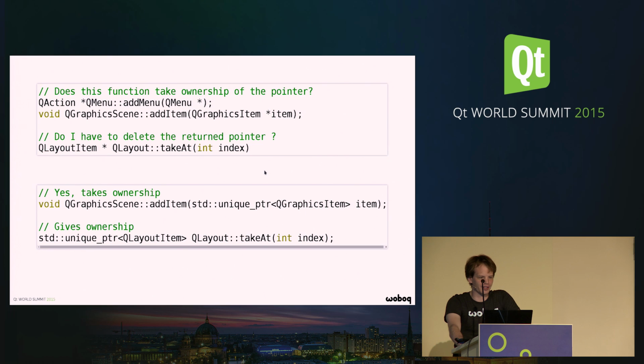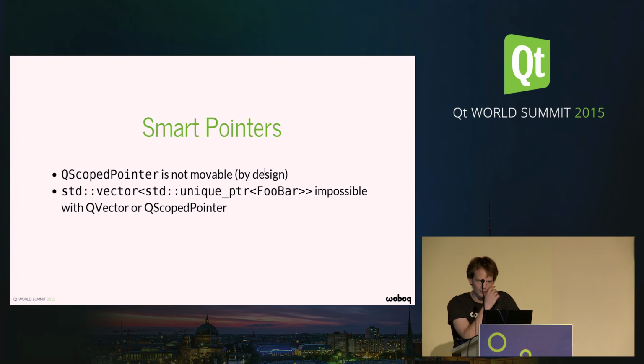Unfortunately, as you can see, I used std::unique_ptr here, but I cannot do the same with QScopedPointer. The problem is that QScopedPointer is not movable by design. So the rationale is that the name is QScopedPointer, so it has to be scoped. You cannot go away with it. So it is not supposed to. There was some discussion in the mailing list whether or not it should be movable, and it was decided not to.